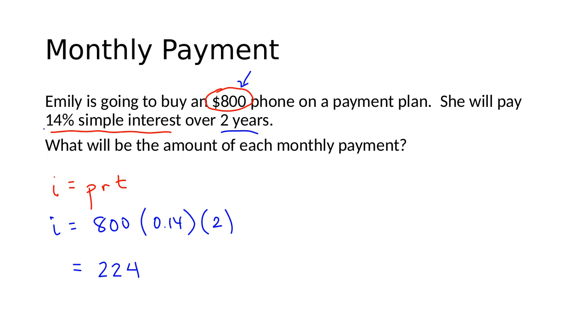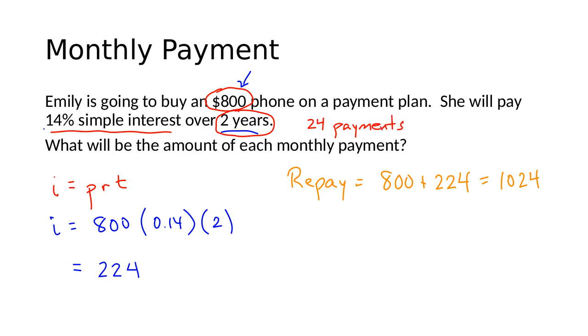What this means is the total amount that she needs to repay over the course of this payment plan is the $800 that she owes on the phone plus $224 that she owes for interest. So she's going to have to pay back $1,024. She's going to make monthly payments to pay this off, and we need to decide how many payments there are going to be before we can figure out how much each payment will be. This is over the course of 2 years, and since there are 12 months in 1 year, this means there are going to be 24 monthly payments that Emily is going to make.